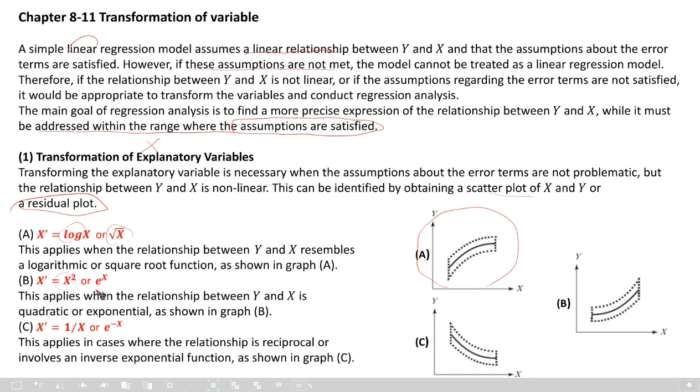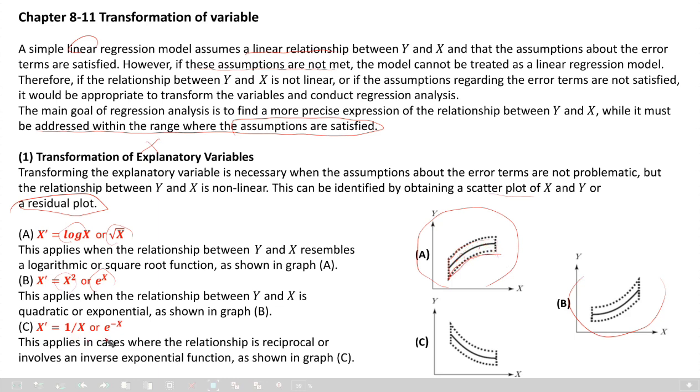And x squared or exponential x. This applies when the relationship between y and x is quadratic or exponential, as shown in graph B, like this. But the thing is, the range of the distribution is constant, in a certain band. The data are scattered in a certain band, like this.